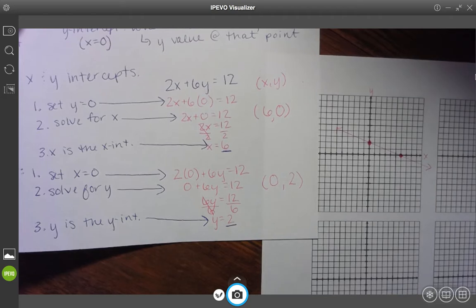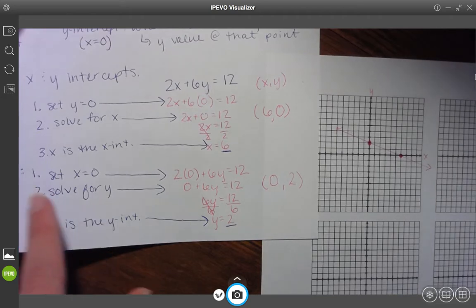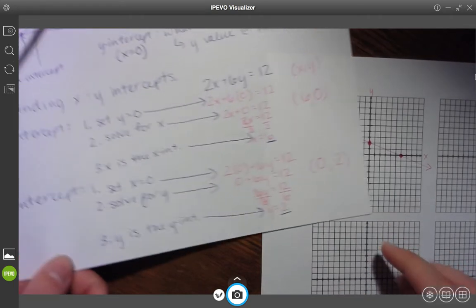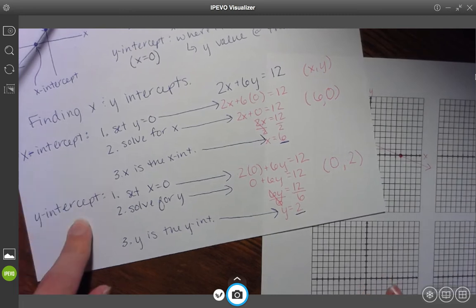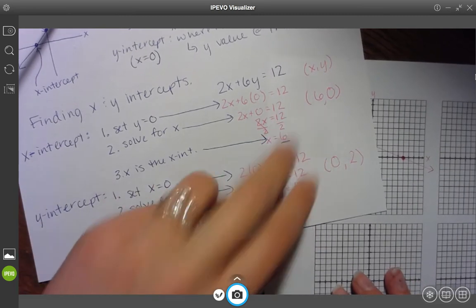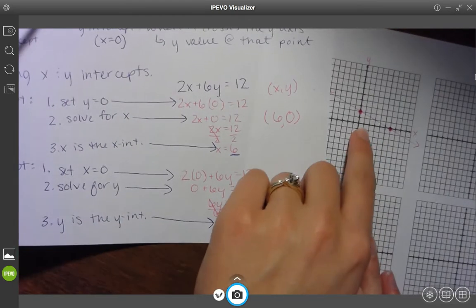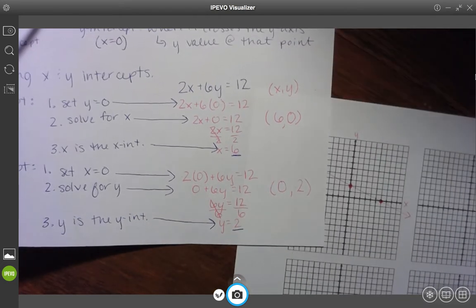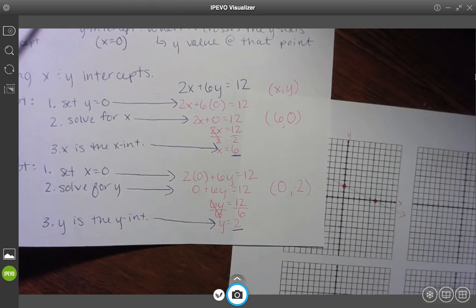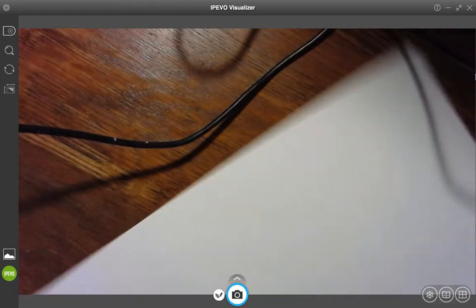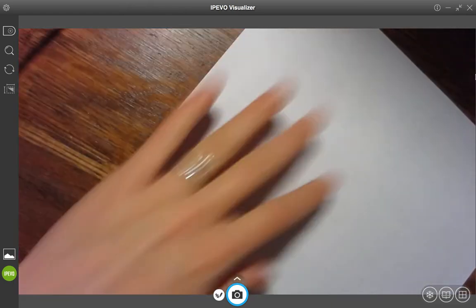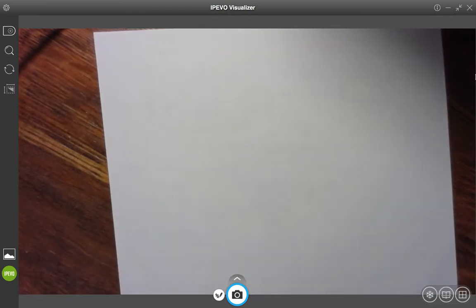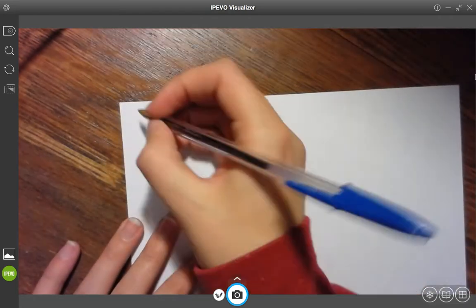All right, so after you find your x and y intercepts by setting y equals 0 and x equals 0, you'll get these 2 points. Put them on the graph, draw the line between them, and you can graph that way. Another way we can graph linear equations is to use a table of values.